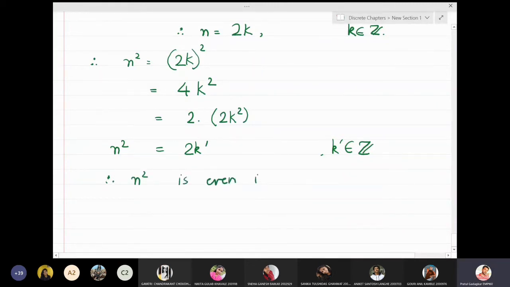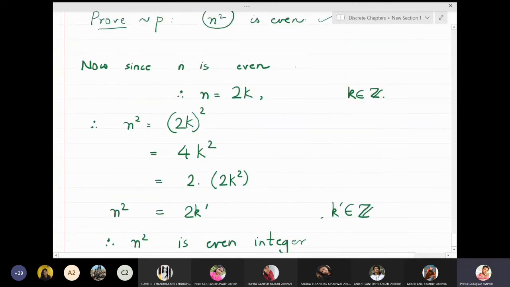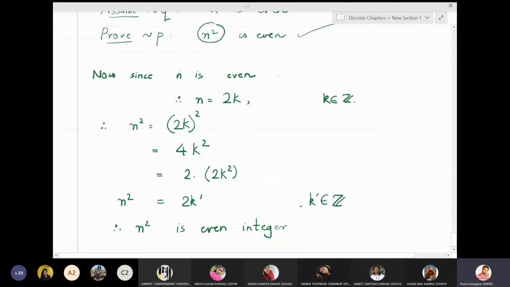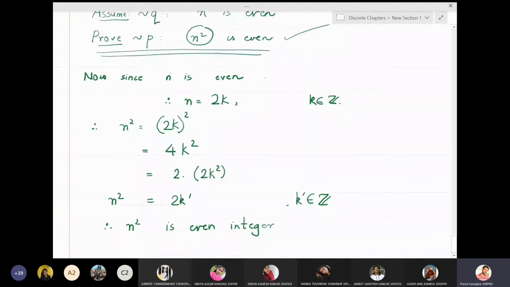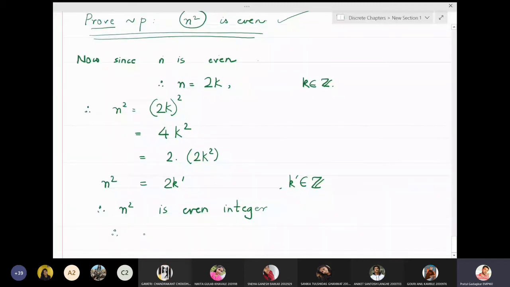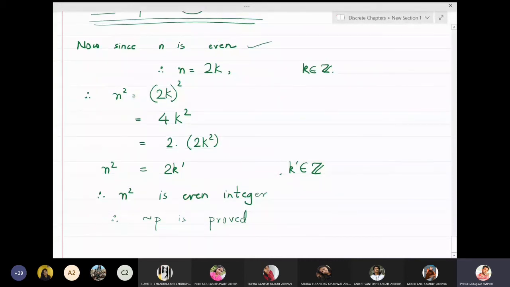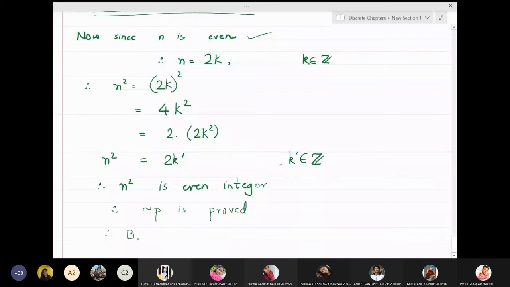So this is what we wanted to prove, because this was nothing but negation P, right? We wanted to prove negation P, which means n square is even integer. Therefore negation P is proved. And what had we assumed? Our assumption was negation Q, and we proved negation P. And therefore by the method of contraposition, we have proved this theorem or this problem.